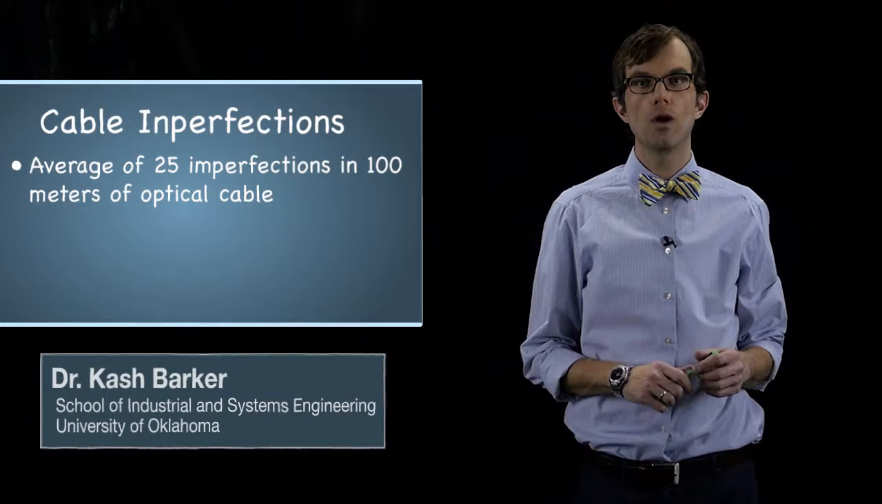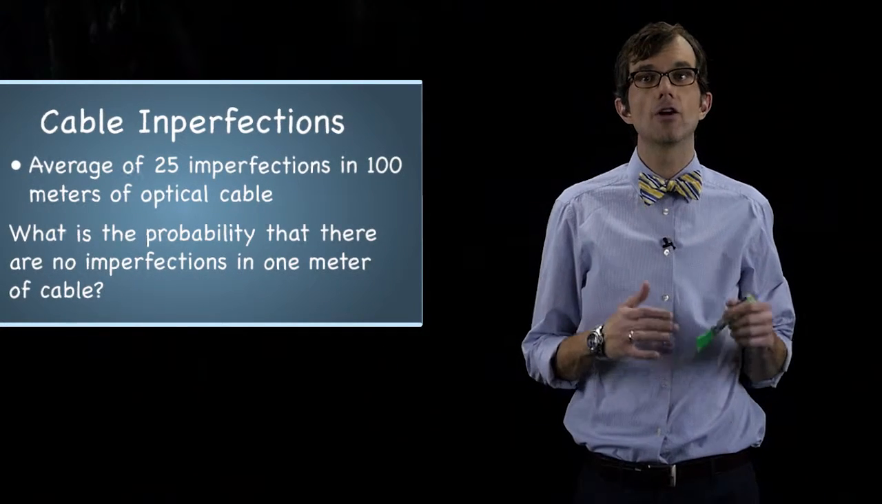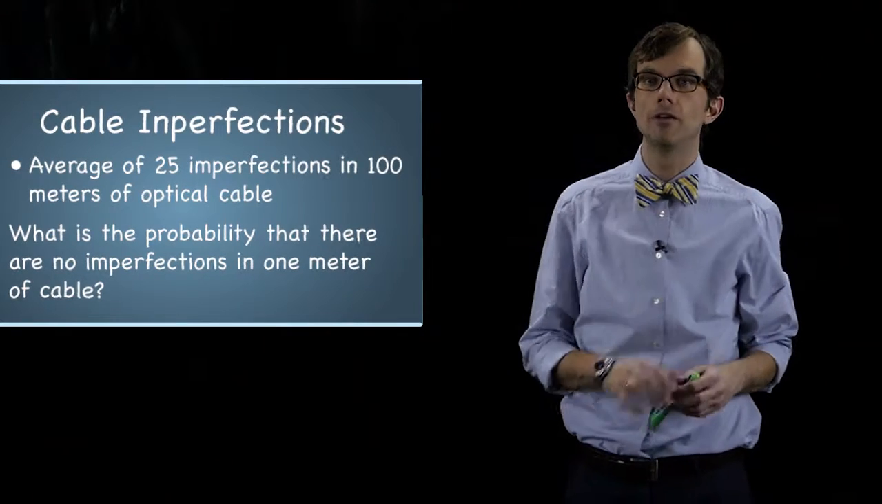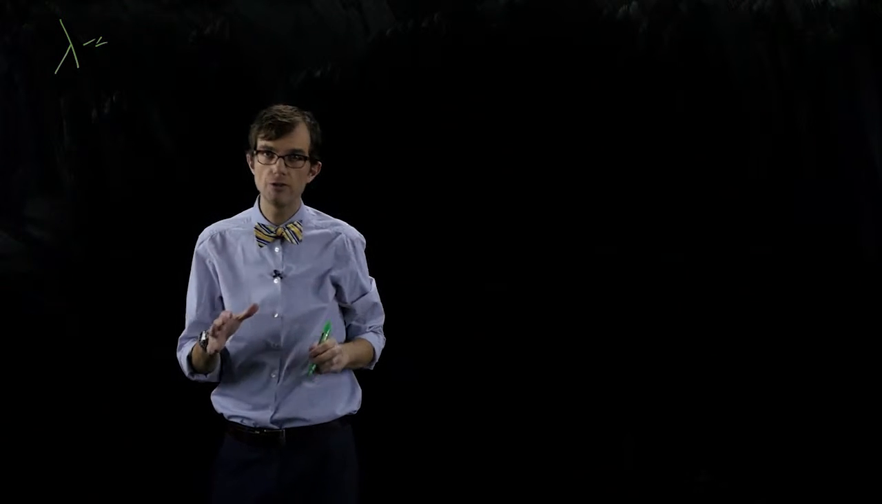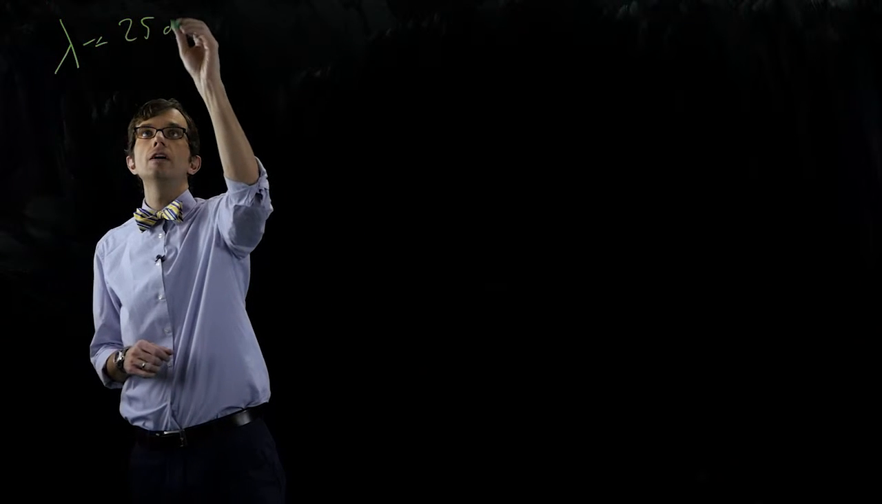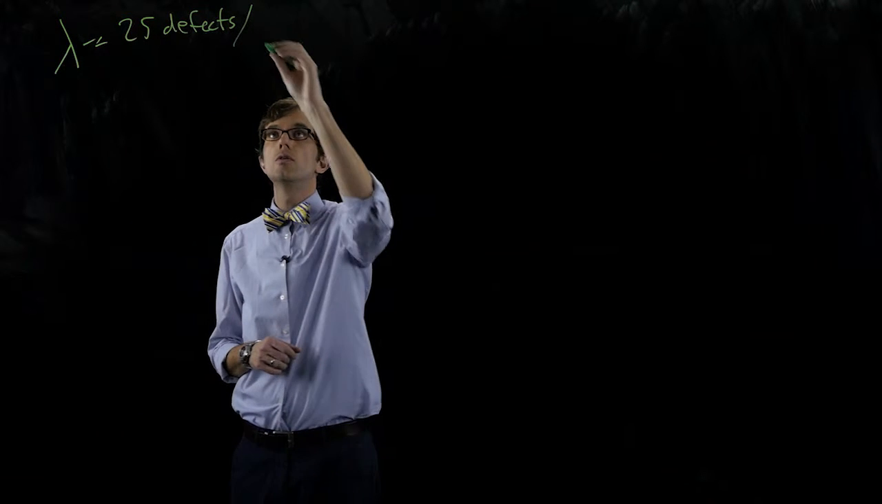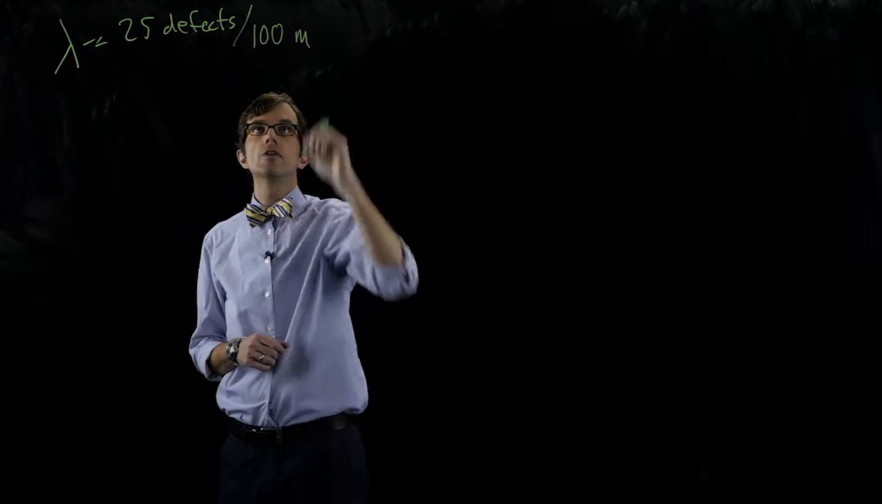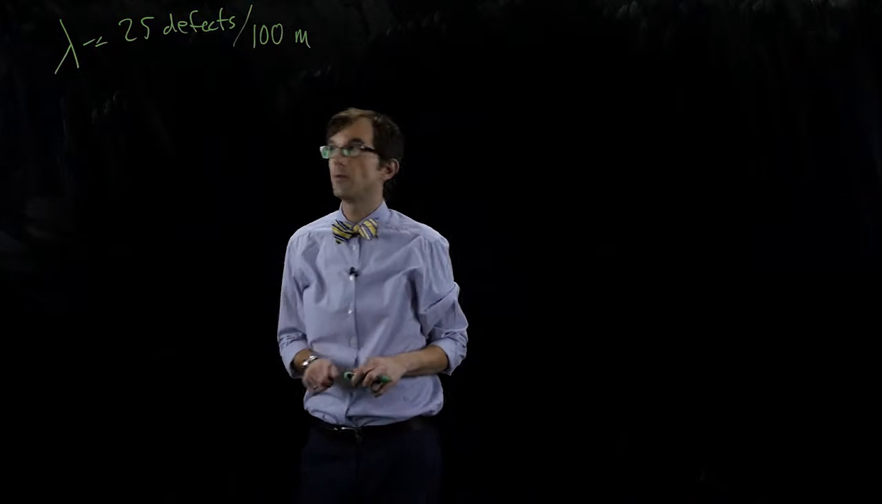Let's take a look at another example. On average, there are about 25 imperfections in 100 meters of optical cable. What's the probability that there are no imperfections in 1 meter of optical cable? Okay, so we know our rate, lambda. On average, we see 25 defects per 100 meters of cable. That is 25 imperfections in 100 meters of cable.